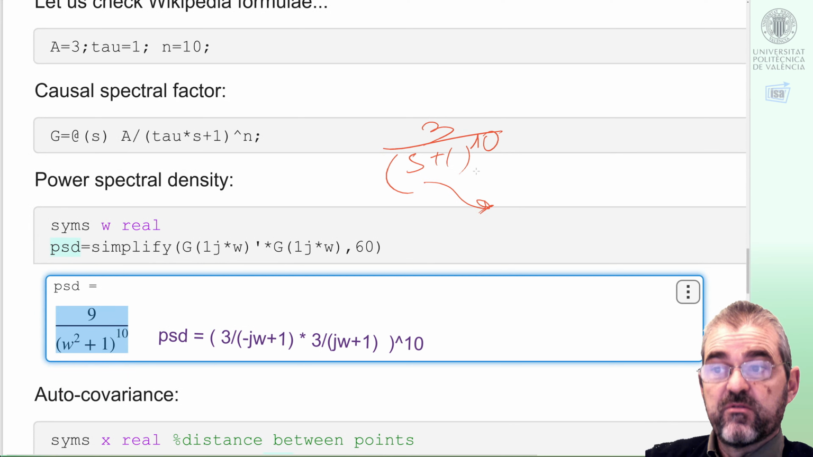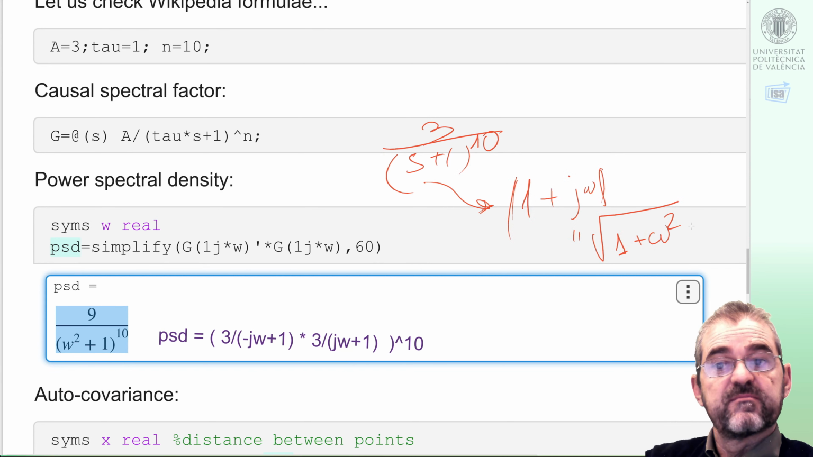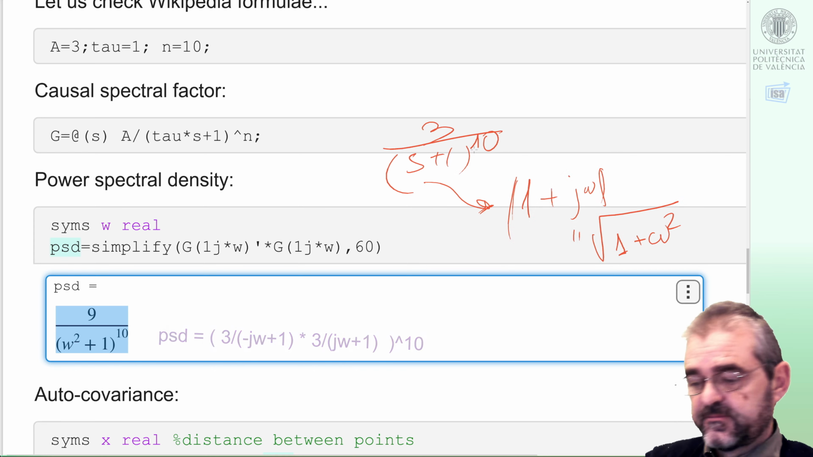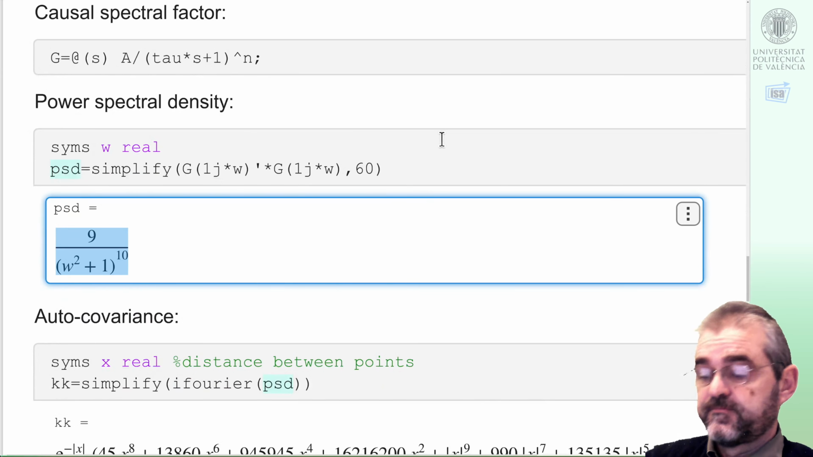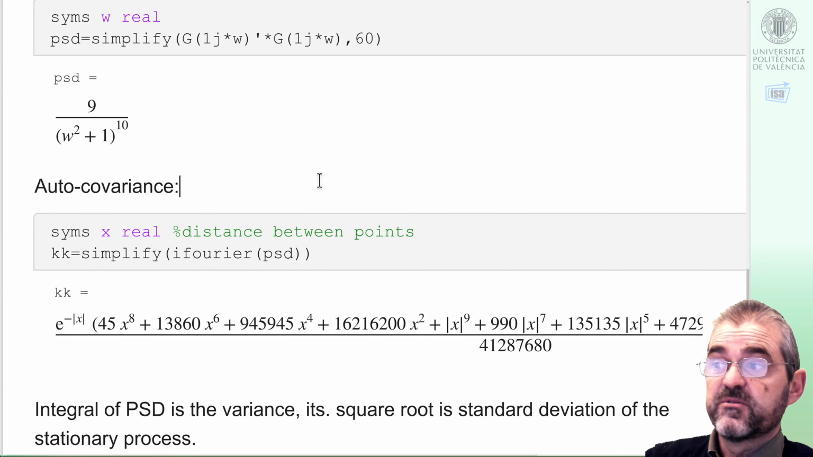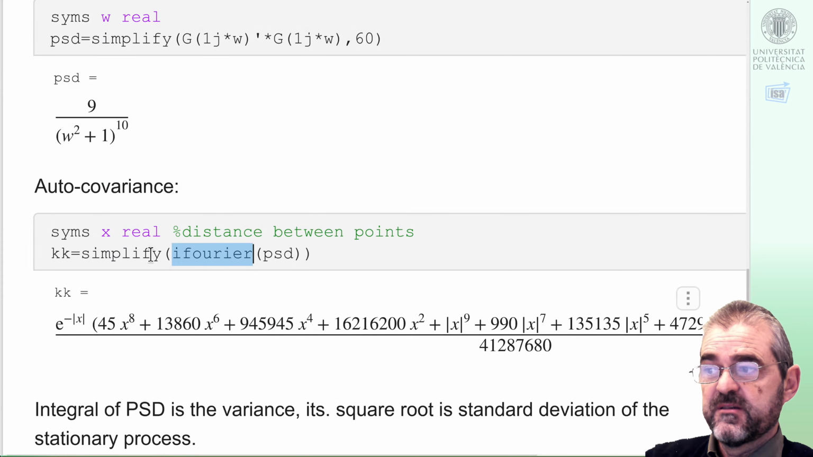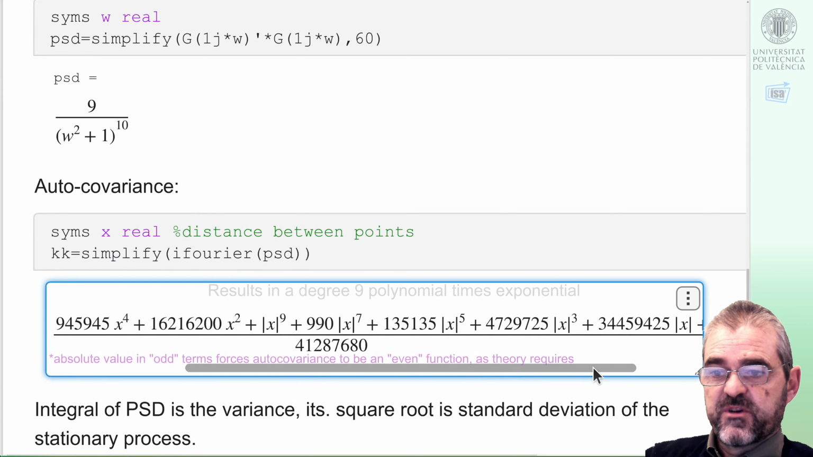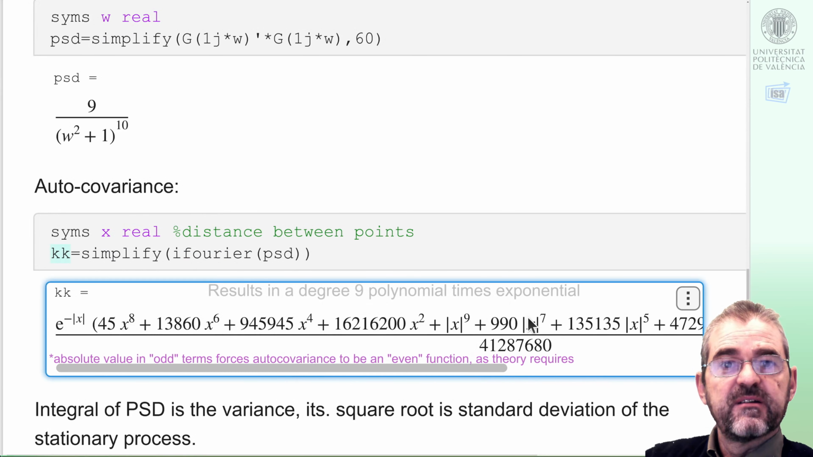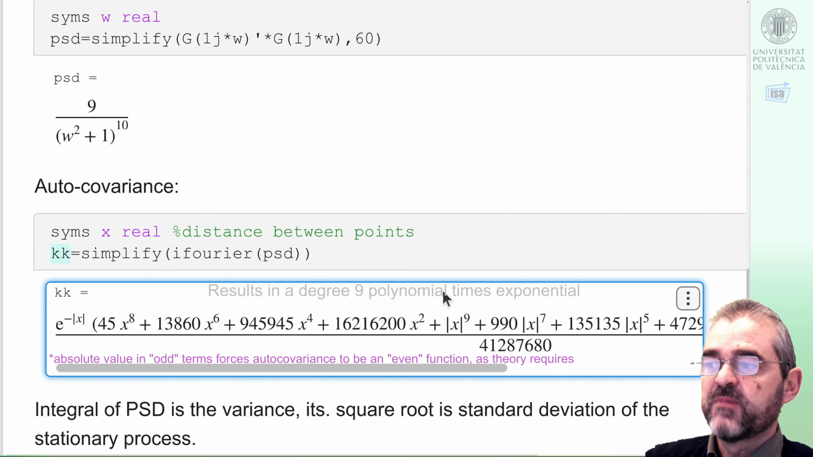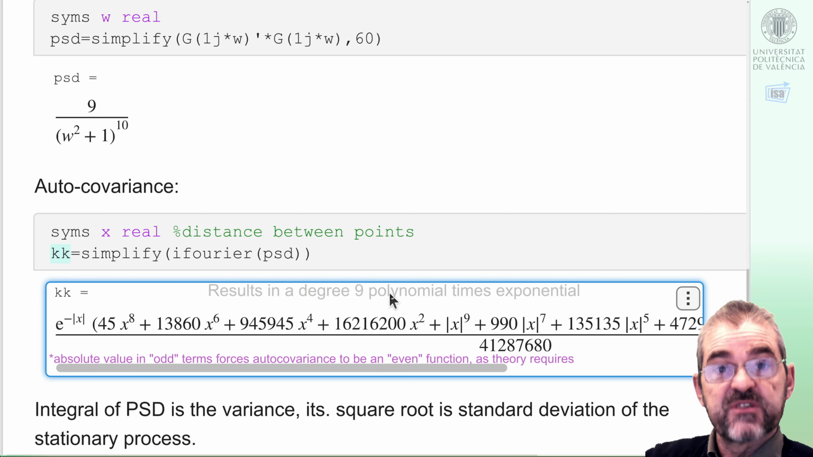I mean, the modulus of 1 plus j omega will be a square root of 1 plus omega squared, and the square of it is 1 plus omega squared to the 10th power. And then the covariance is the inverse Fourier transform of the power spectral density. We get this expression, which is, wow, I'm very happy that Matlab knows how to do it, because this Bessel function stuff is kind of complicated, but it is a polynomial times exponential.